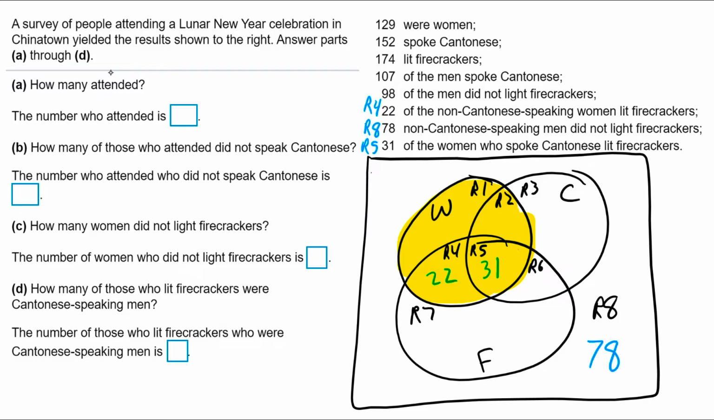Now we just want to say, okay, of those regions, which of those regions did light firecrackers and which did not? Again, we're looking at regions 3, 6, 7, and 8. Regions 7 and 6 are in the firecracker circle, so those people lit firecrackers. The ones that didn't light firecrackers are regions 3 and 8. So we're going to write region 3 and region 8. Those two need to add up to 98. Well, region 8 is 78, so that means region 3 needs to be 20. That way those two regions add up to 98. All right, let's move up again.